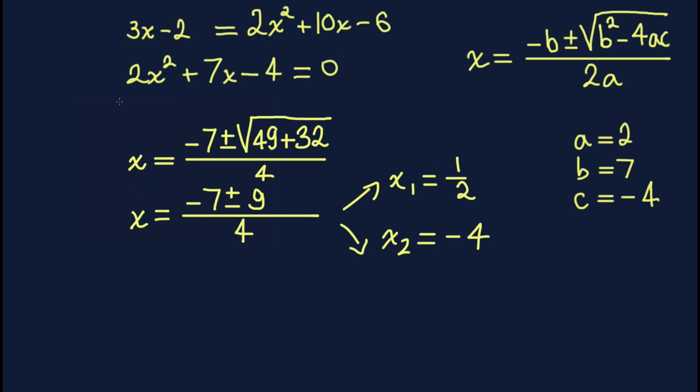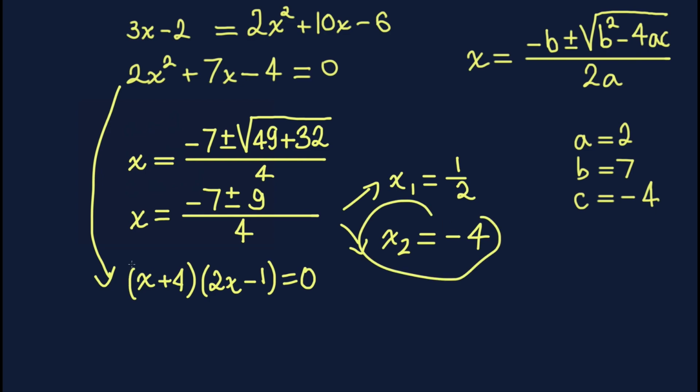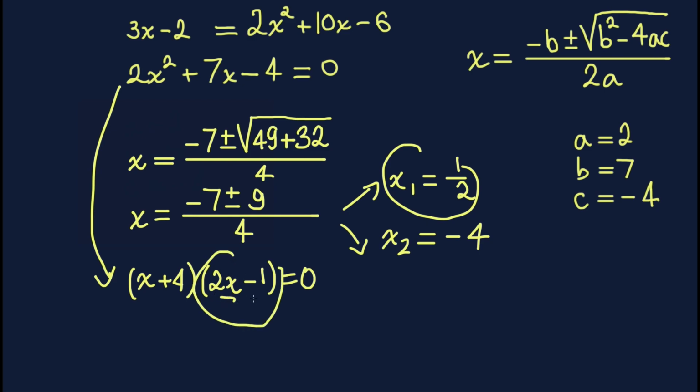If we want to check that this is indeed true, we can factorize this equation. This is just another way of writing this equation. And with this, we can see that if x equals minus 4, this term here will be equal to 0, making the whole equation equal to 0. And if we take this value for x, this term here will be 1 minus 1, and it will also be equal to 0, making the whole equation equal 0.